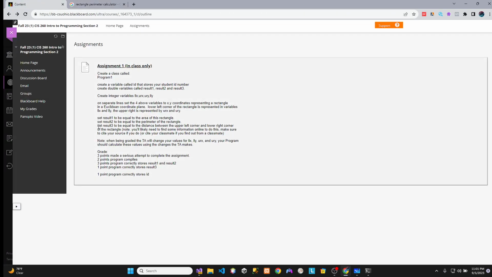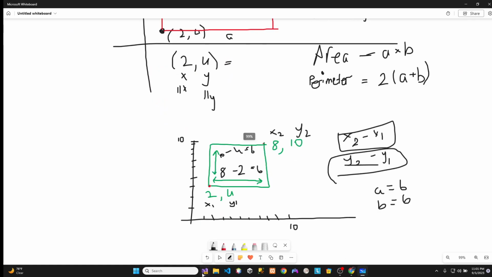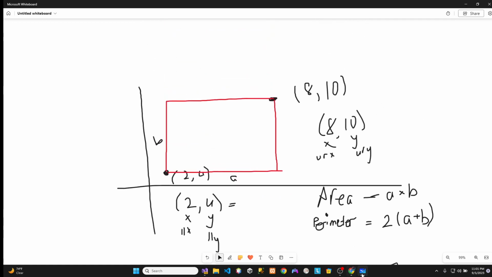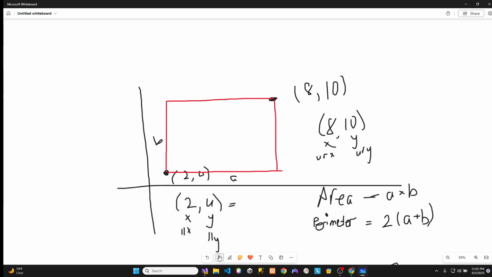How is it different then? Set result 3 to be equal to distance between the upper left corner and lower right corner. So it basically wants us to calculate the distance between, let's say again, upper left and lower right. So it wants us to measure the distance here. Okay.